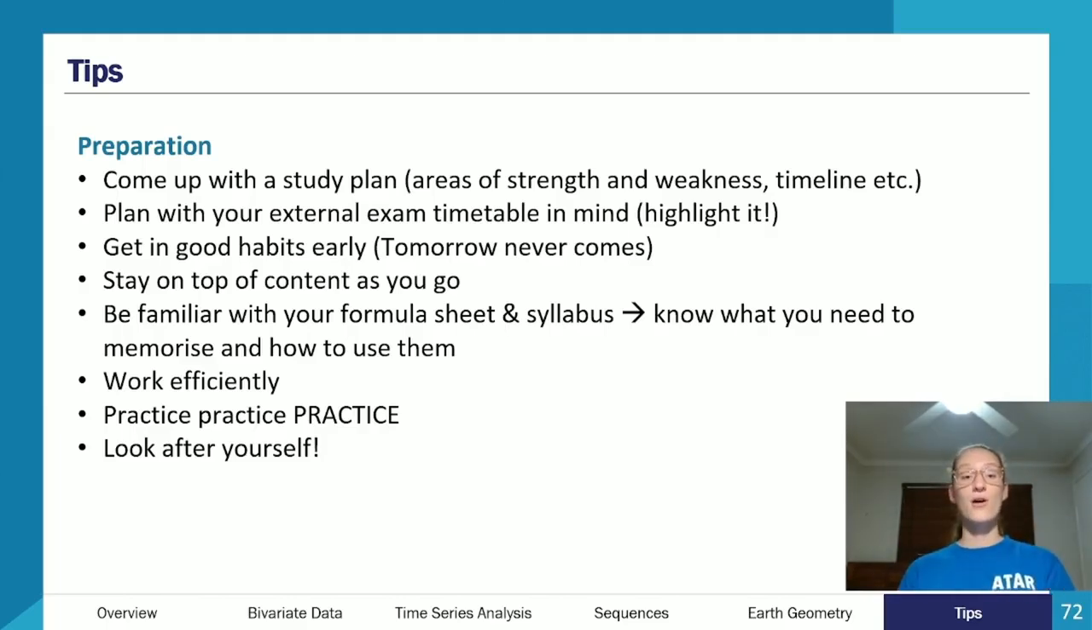My biggest thing as well is to stay on top of the content as you go, because otherwise you'll get to the external and you'll be trying to learn all of the content for the first time, and it'll just be so overwhelming and way too much to handle. Whereas if you stay on top of the content throughout the year, come the end of the year, you only need to revise it and review it, because your teacher's not going to be able to teach it to you all again right at the end of the year.